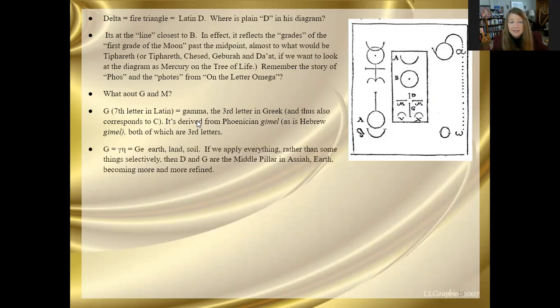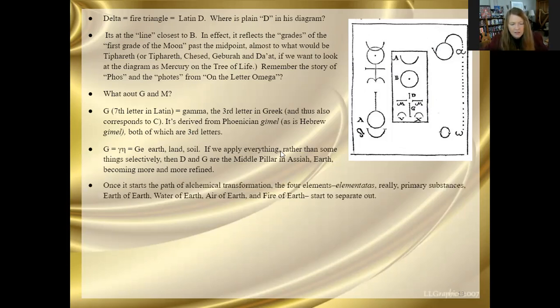Like this, if you just say G, you're saying the word in Greek for earth, land, and soil. So we apply everything rather than something selectively, then D and G are the middle pillar in Asaya, earth becoming more progressively refined, because you still need earth in Asaya, right? There's this whole beautiful image you get in alchemy of the dew falling upon the earth so that things can grow up and the earth nourishing. All right, so once the vessel starts the path of alchemical transformation, the four elements, which are actually elementatas for reasons I'll talk about in a minute.